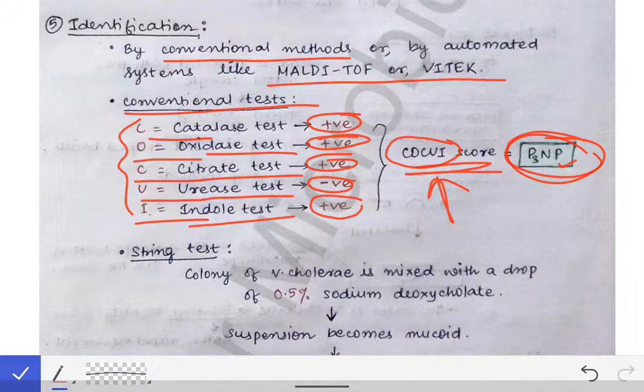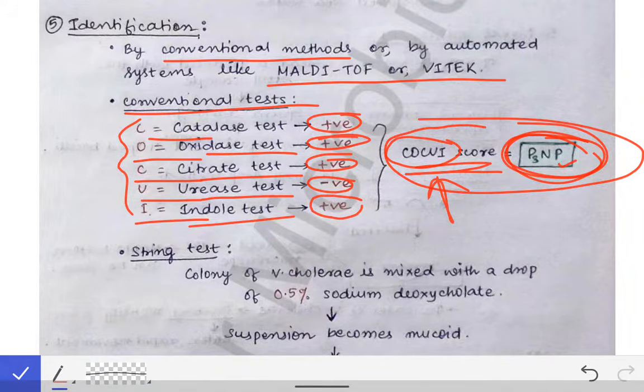If you are looking for the conventional test results of other bacteria, you can see my video on the UTI, urinary tract infection, where I have talked about the conventional test results of different bacteria in this same Kokui score manner. That will be very easy for you to remember all the conventional test results for different bacteria. So the Kokui score for Vibrio cholerae is P3NP.